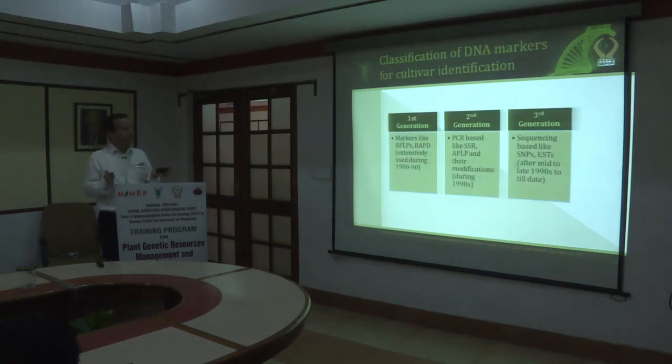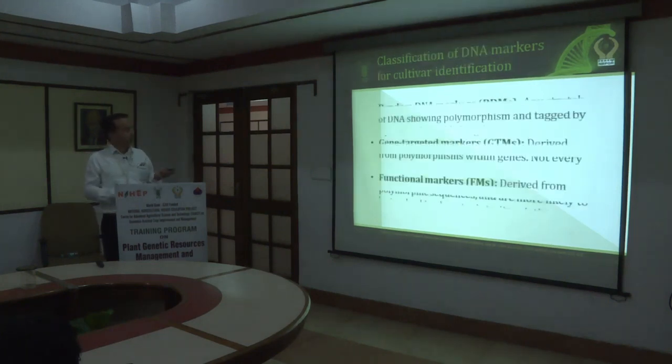So, all these markers can be classified as first generation markers, second generation markers, third generation markers, as I showed you a very long list of those markers and techniques. First generation means RFLPs, RAPDs, most commonly used when the hybridization based markers were in vogue in the 1980s and 90s. Then PCR based markers, then sequence based markers. There are many ways of classifying these markers.